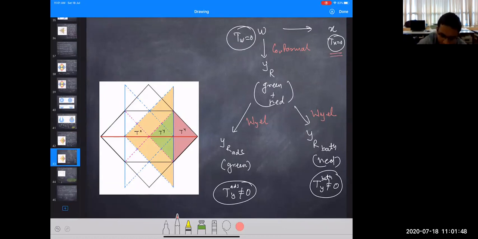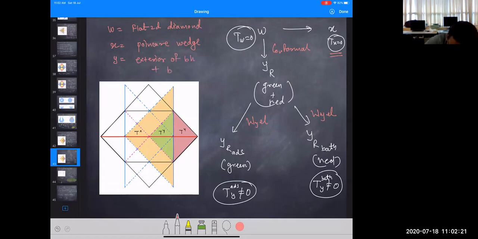Now you know a coordinate transformation from W to X, and W describes the flat 2D diamond. X coordinates describe the Poincare wedge. The Y coordinates describe the exterior of the black hole, exterior of the black hole plus the bath, right? So this exterior of the bath plus black hole, in this diagram, is the green region plus the red region.